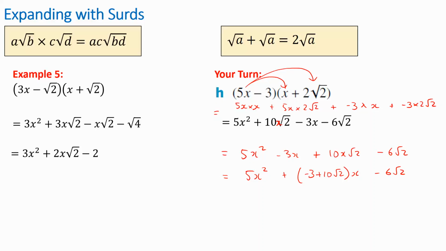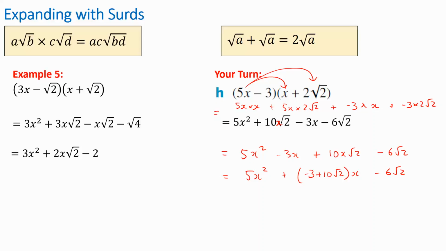You don't do 10 take away 3. That's why you got the 7 here, so that's wrong. So what can I do with this? You just leave it as 10 root 2 minus 3. That's it. You can't do anything more. This is still 5x squared plus, and this is still minus 6 root 2. Yeah, but can we subtract this one? You can't.